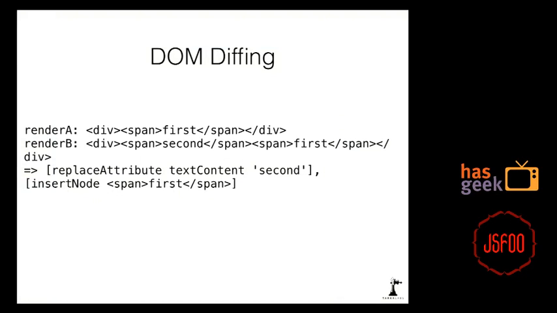You are appending one extra node to the existing tree. Yes. So that's only one way you can do it, right? But it's confusing. If you think about it, you are writing this diff algorithm, right?